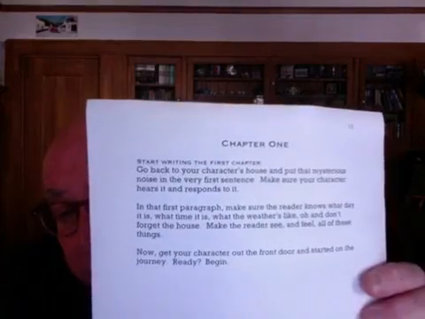Chapter 1. We always start at the beginning. Once we know the ending, we always start at the beginning, right? Figure out the ending, then you go back and you're at the beginning. Start writing the first chapter.